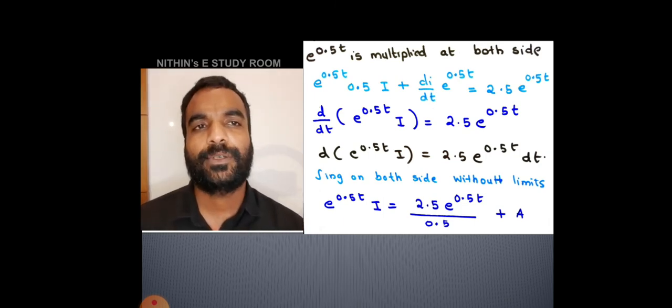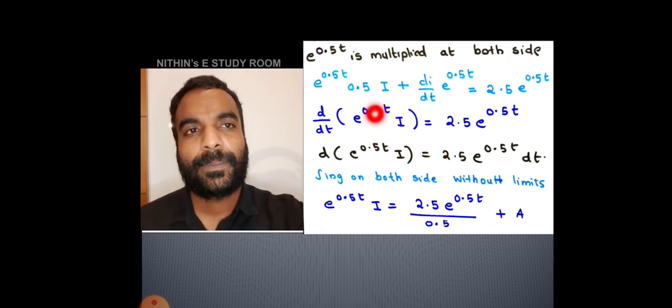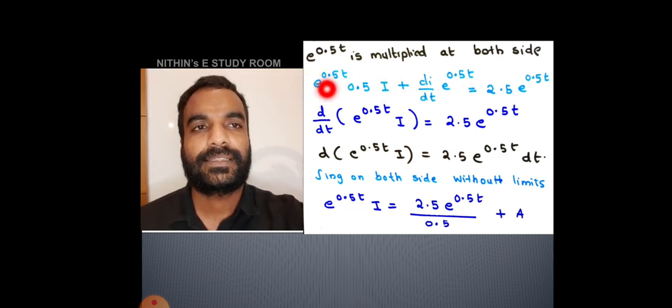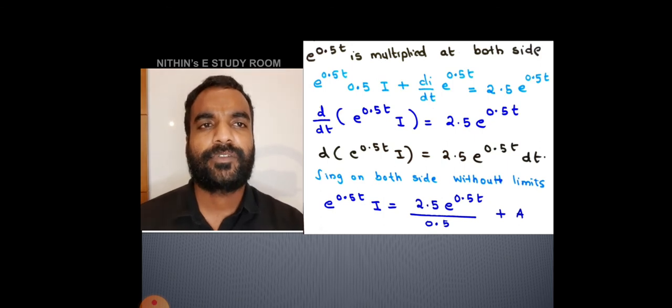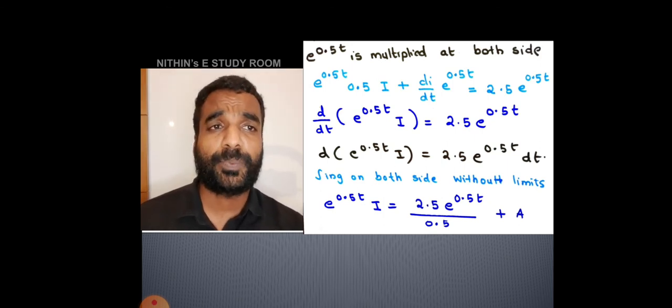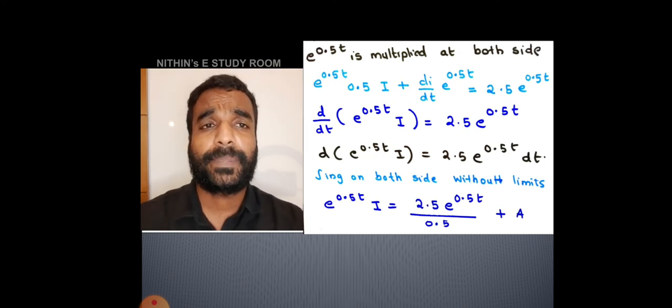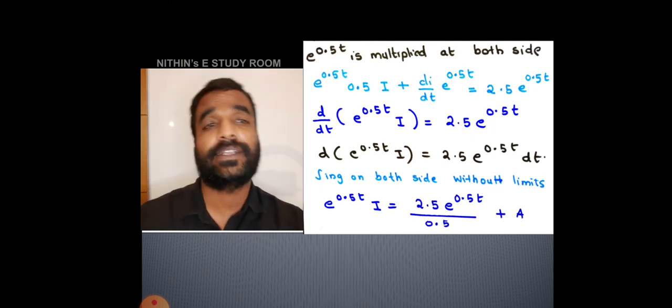So, d by dt of e raised to 0.5t into I. If you have any doubt, please solve this and you will get these things on the left hand side. d by dt of e raised to 0.5t into I is equal to 2.5 e raised to 0.5t. Now I am cross multiplying dt. d of e raised to 0.5t into I is equal to 2.5 e raised to 0.5t dt.